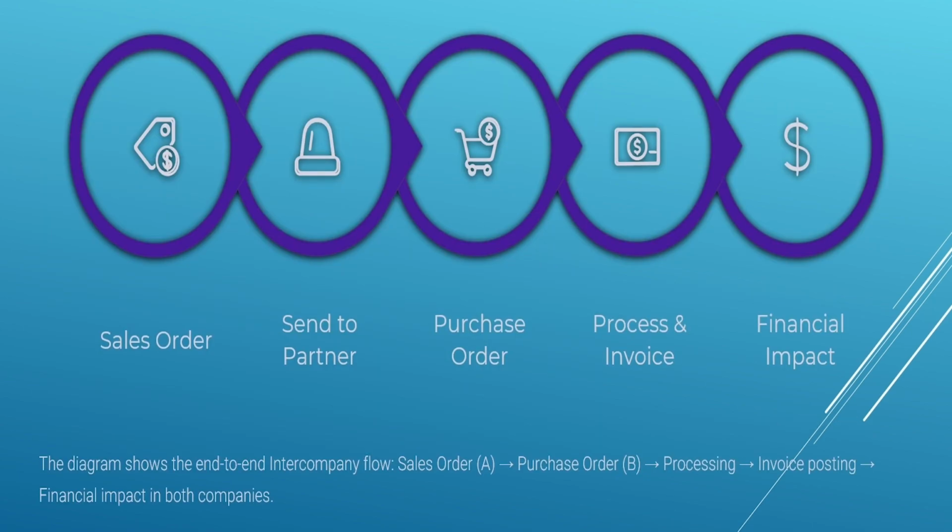Here in this slide, you can see the intercompany process flow. In the intercompany process, company A creates a sales order and sends it to the intercompany partner, company B, which then receives it as a purchase order, processes the transaction, and posts the invoice. This results in financial impact in both companies simultaneously.